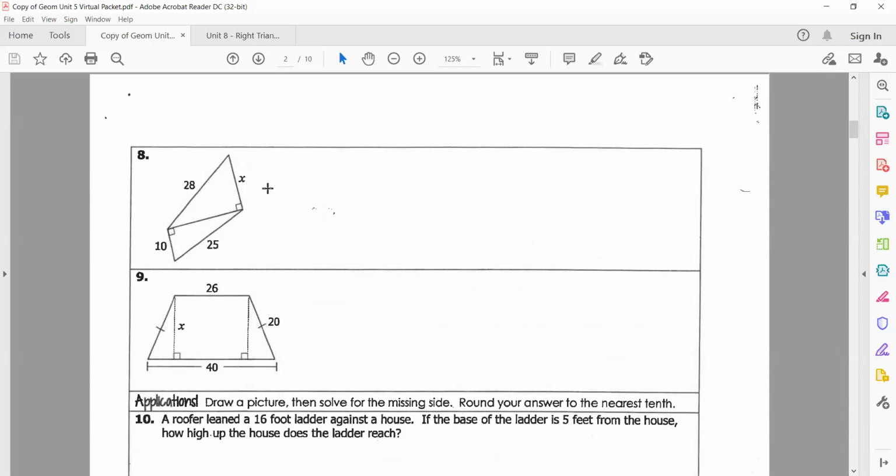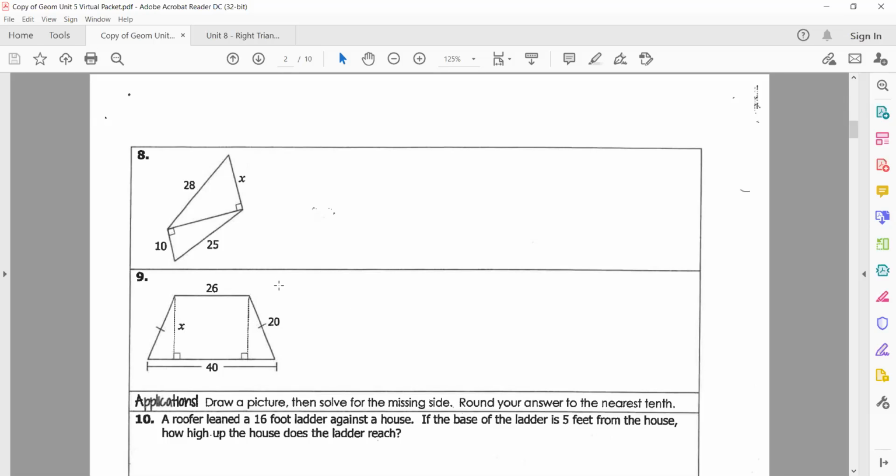Going to have to do multiple calculations here on number 8 and maybe multiple calculations on number 9 with this trapezoid. It's actually an isosceles trapezoid. How do I know that? Because they're parallel. What are these little tick marks telling me? Congruency. It's congruency.